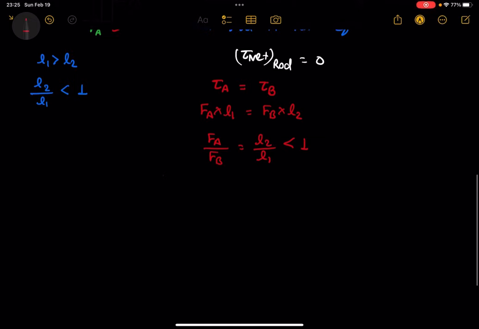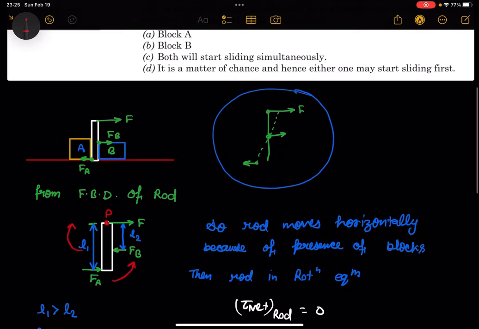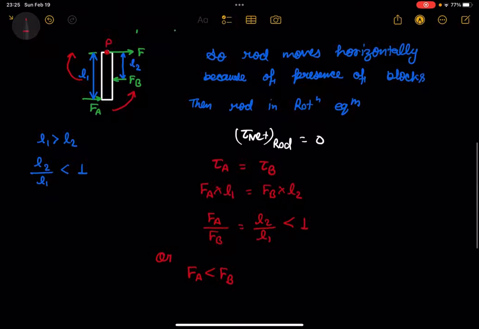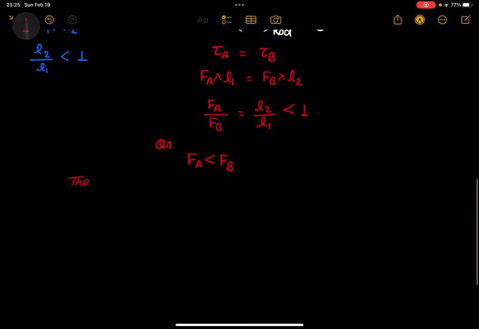So FA by FB is also less than 1, or FA is less than FB. So we can say that the force FB is more as compared to FA. So block B starts sliding first, before A. So the block B will start sliding first.